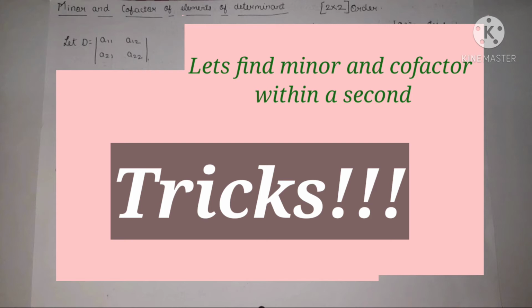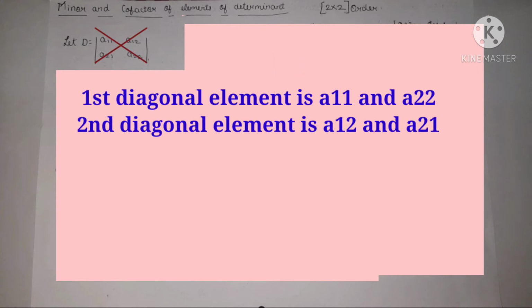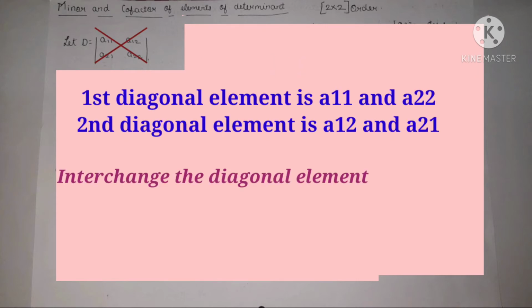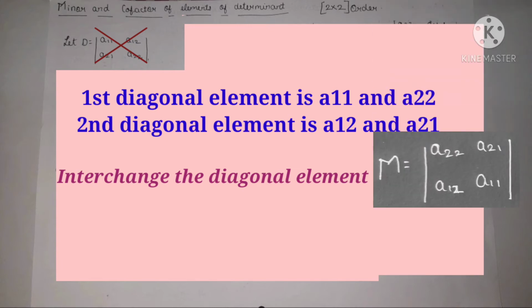Now we are going to find the minor elements of the determinant. For that, we need to specify the diagonal elements, in which the diagonal elements will be interchanged. For example, for A11 element, the diagonal element is A22, and for A12 element, the diagonal element is A21 element.